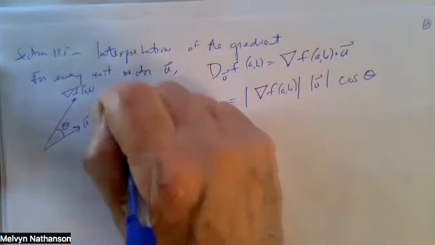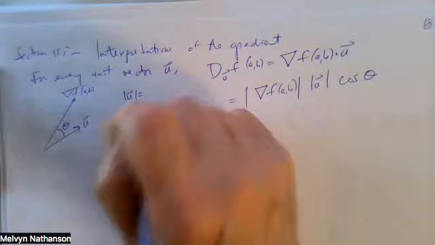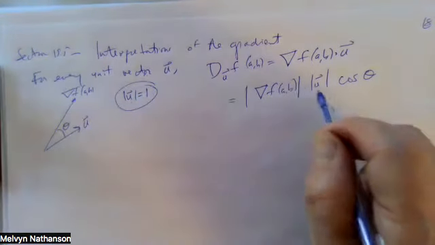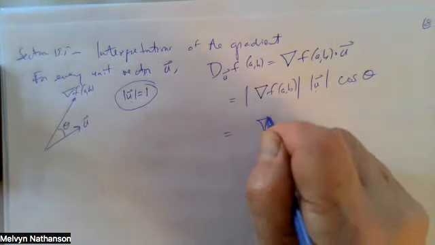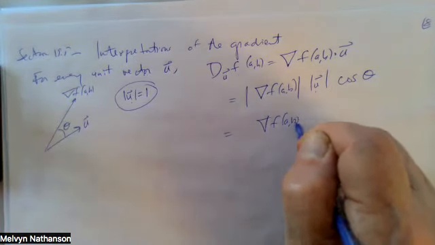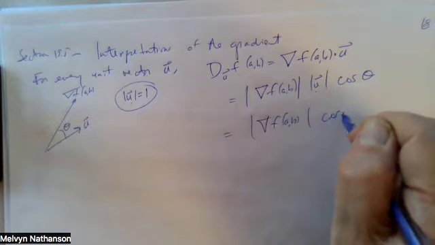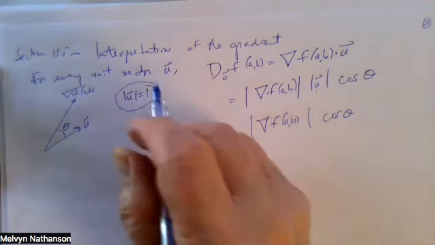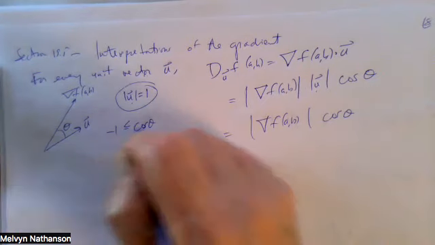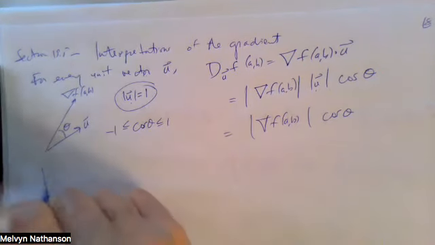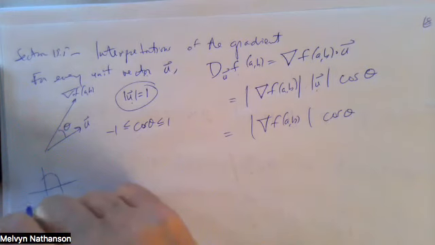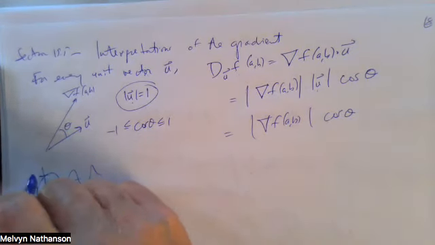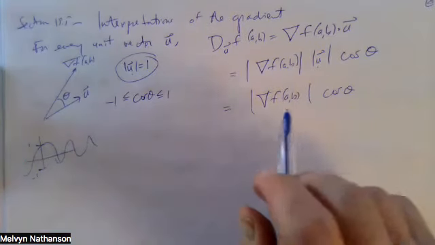But a unit vector, this is the definition of a unit vector. It's a vector whose length is 1. That's just 1. So this is the length of the gradient of f at (a, b) times the cosine of theta. And you know that the cosine of theta takes values between -1 and +1, right? If you look at the graph of the cosine of theta, it oscillates between +1 and -1.